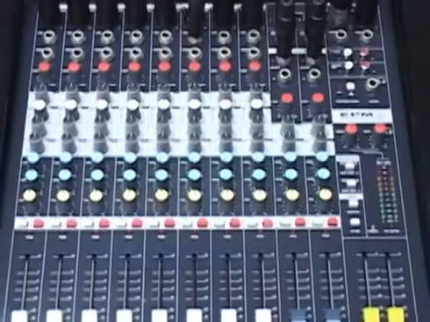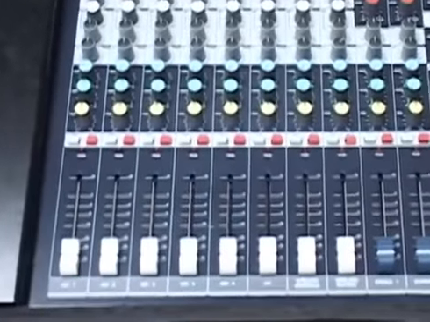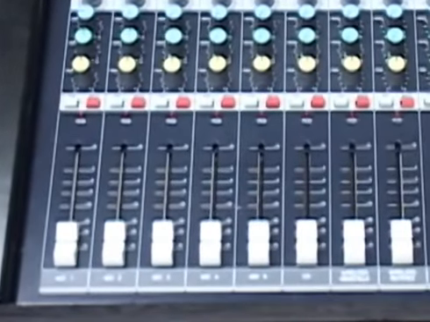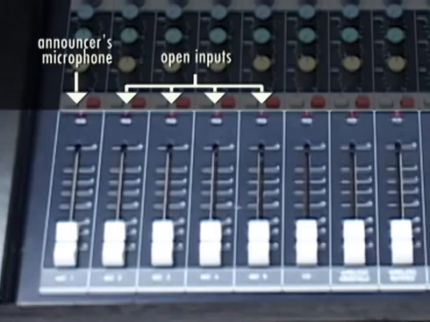Now that I have covered the basics of the mixer, I will cover the connection configuration of your system when it arrives to site. Channel 1, mic 1, is the announcer's microphone, connected at the I/O panel. Channels 2 through 5 are all open inputs, also connected at the I/O panel. Channel 6 is a CD player that is connected via the 1/4-inch input connector.